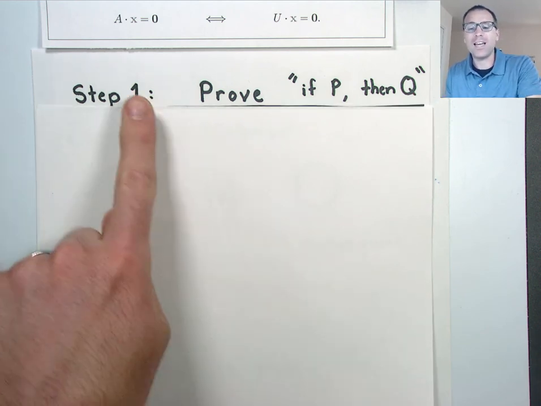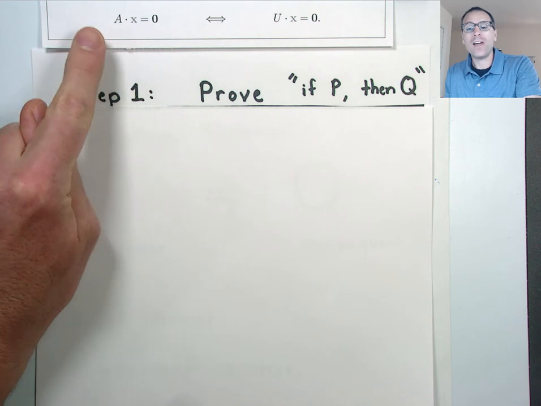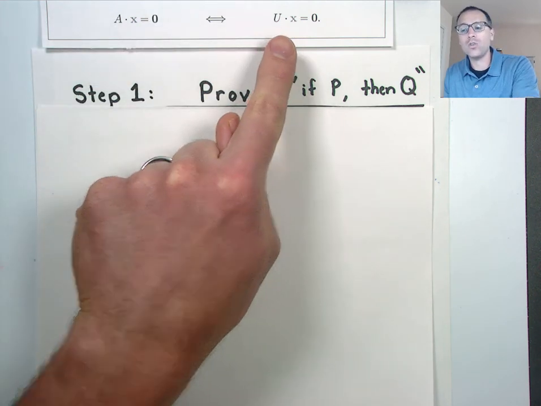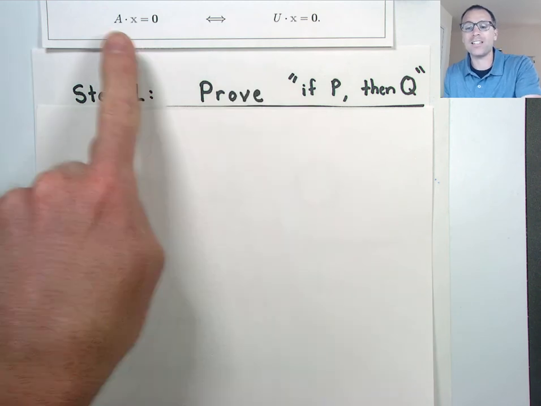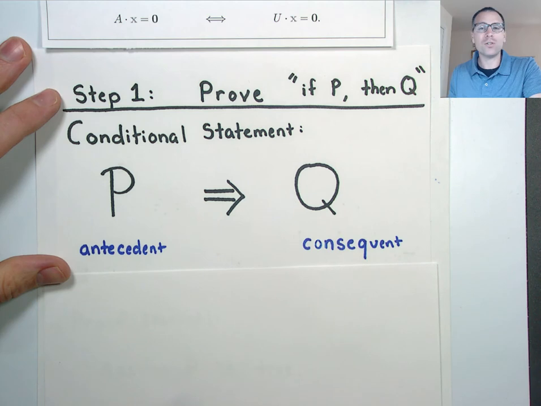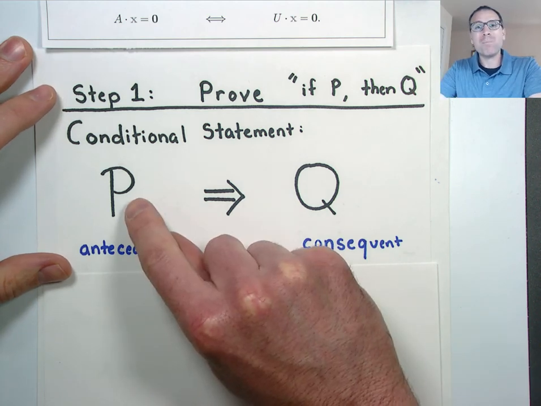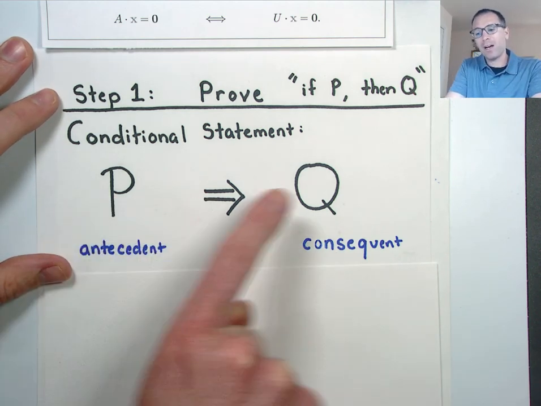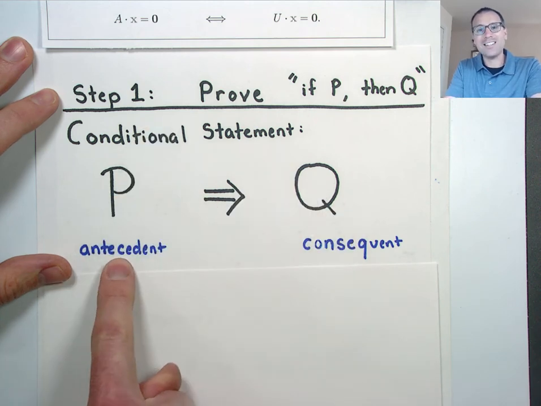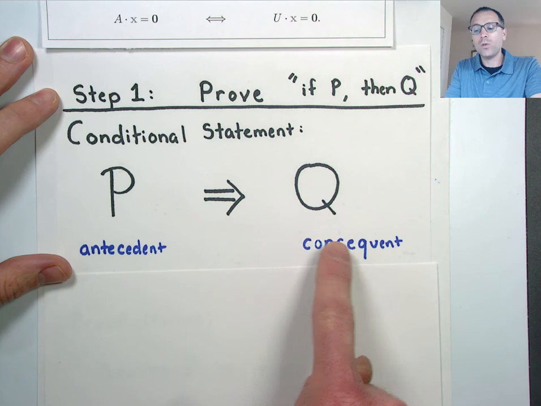Step 1 is going to say, first prove that if A times x equals 0, then it must be true that U times x equals 0. Another way to say that is if P, then Q. That's called a conditional statement. The proposition P in P implies Q, the if P then Q, that's how we read that, is called the antecedent. The proposition Q is called the consequent.